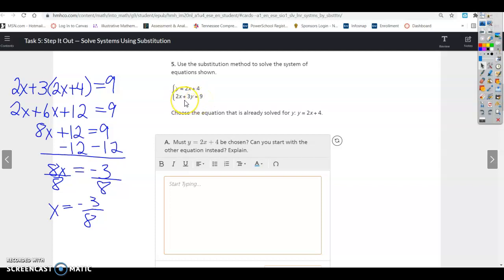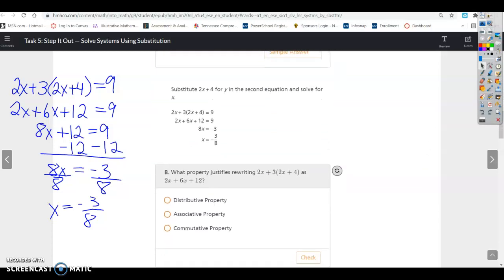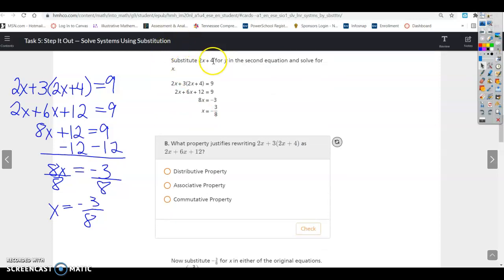So it would just be more steps. It would take longer, and the more steps you have, the more likely you are to make a mistake. So even though you can choose either equation, we usually recommend that you choose the equation that's already most like what it's set up to be to solve. So, all right, substitute 2x plus 4 for y in the second equation and solve. Okay, right here, that's what we did. And they got the same answer when they did that as well. x equals negative 3/8. All right, what property justifies 2x plus 3 times 2x plus 4 as this? And that is the distributive property.